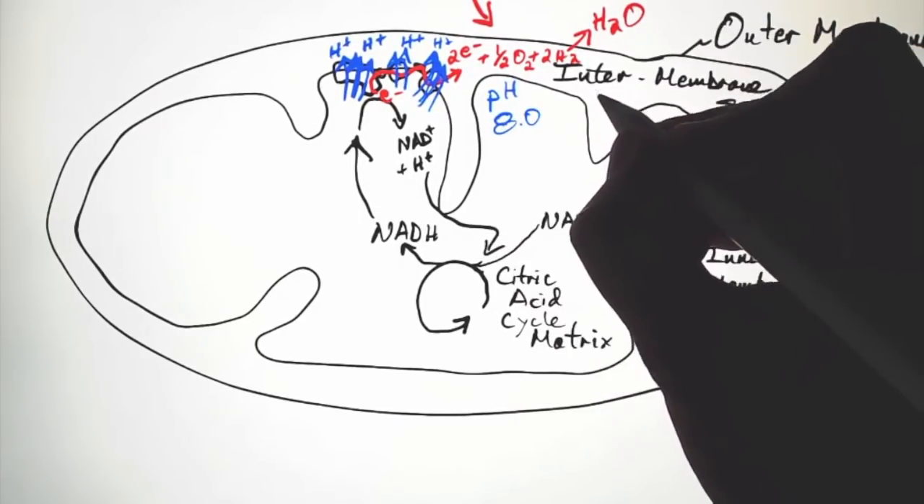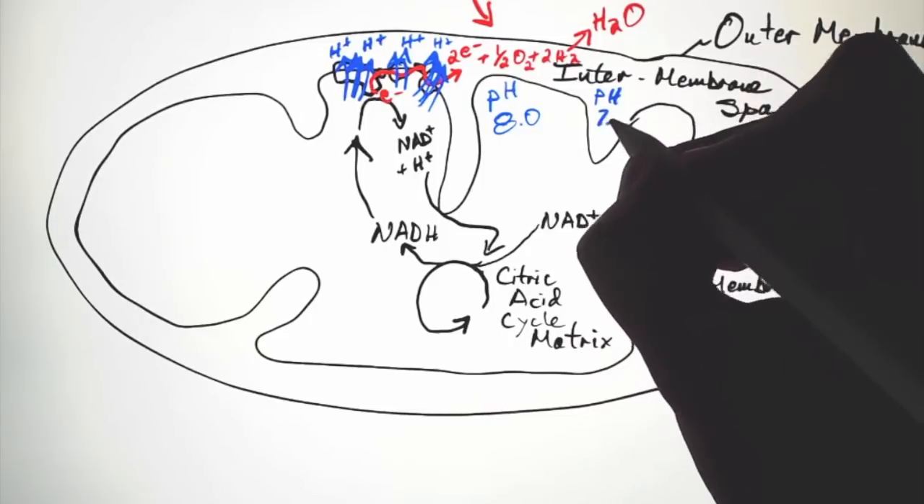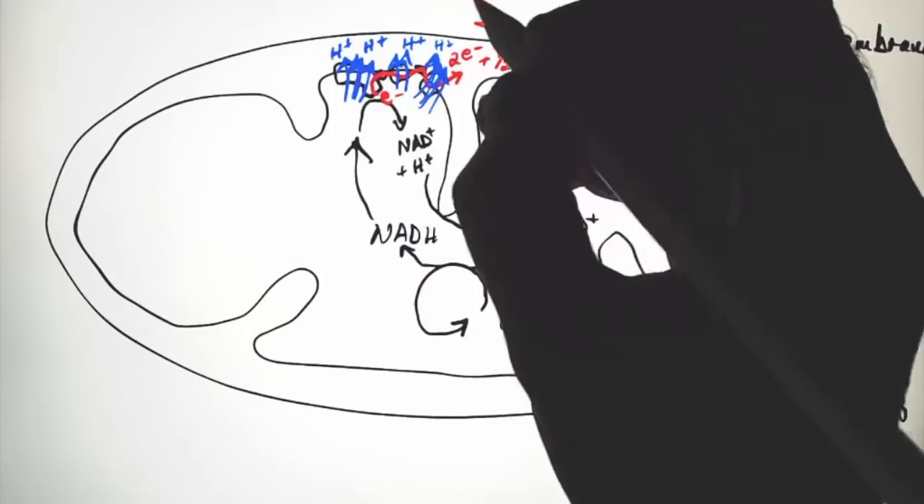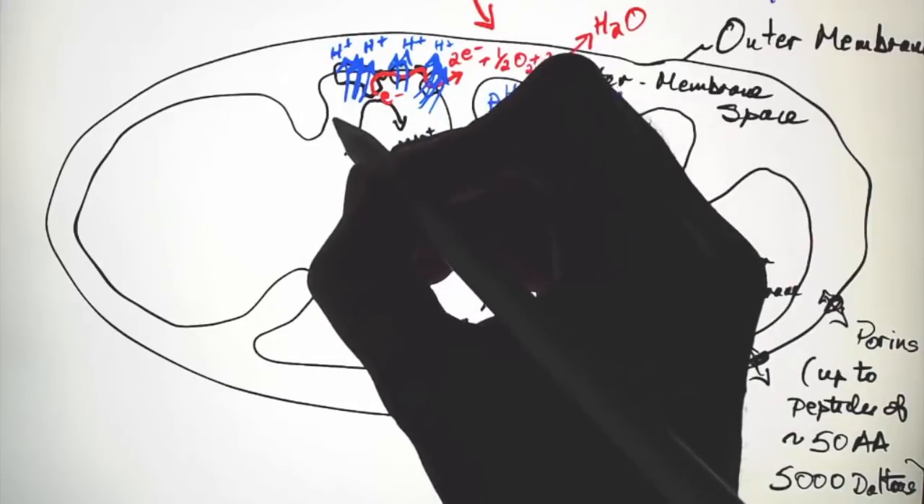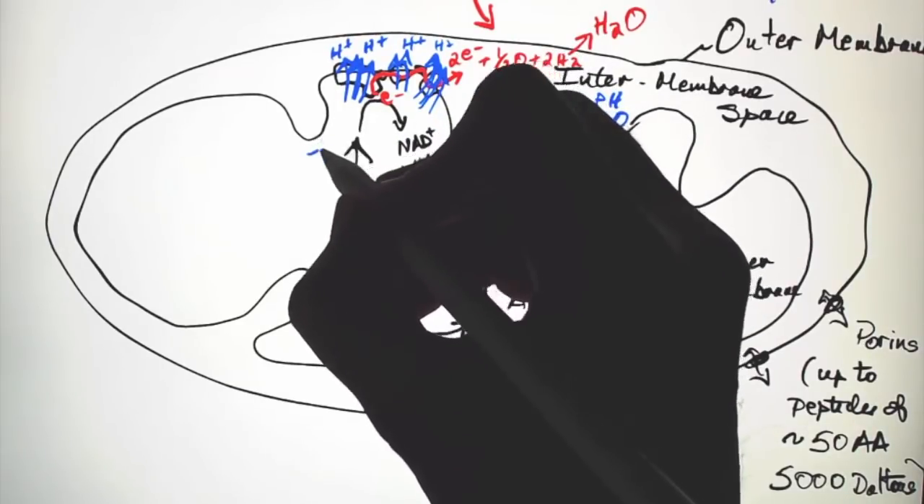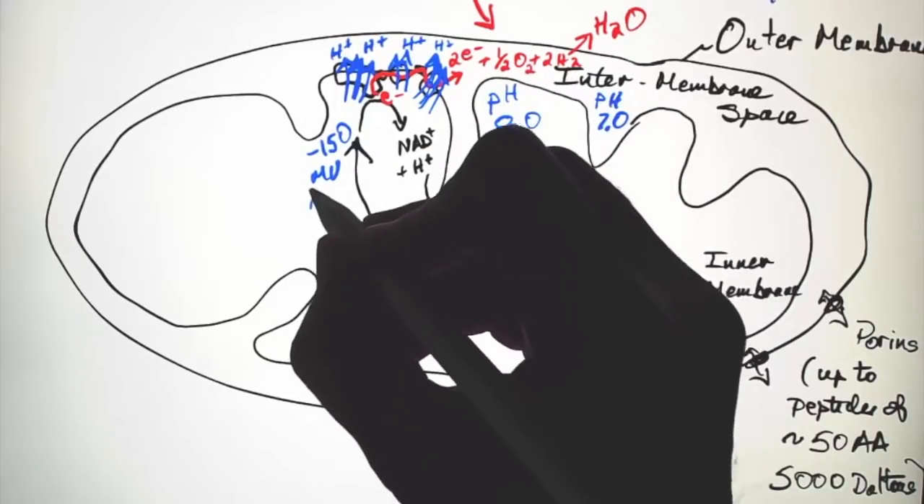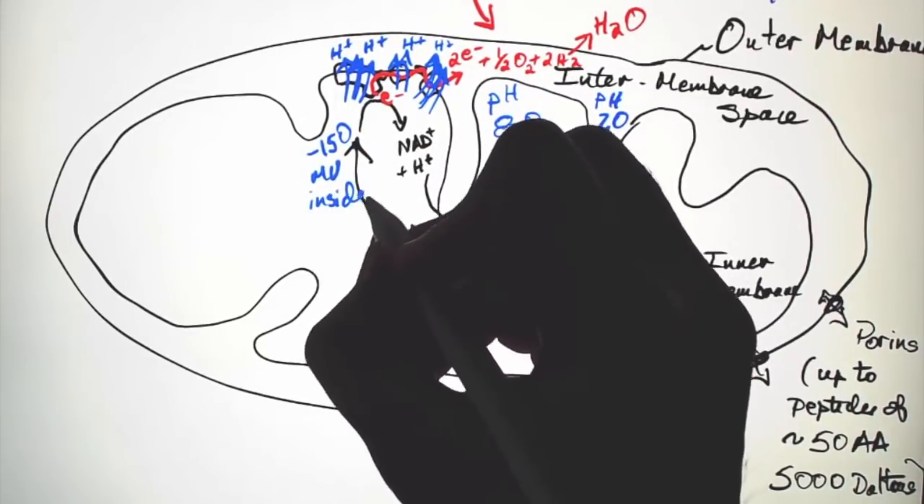The pH becomes more basic in the matrix because we're removing H+, and more acidic on the outside, pH 7, but it's actually not acidic. Of course, pH 7 is neutral, and it's about the same pH as the cytoplasm. That process of moving ions across the membrane makes the inside, the matrix, minus 150 millivolts compared to the intermembrane space and the cytoplasm around it.